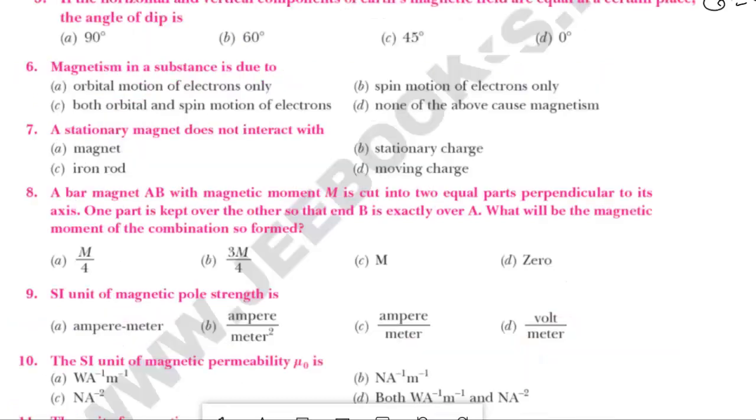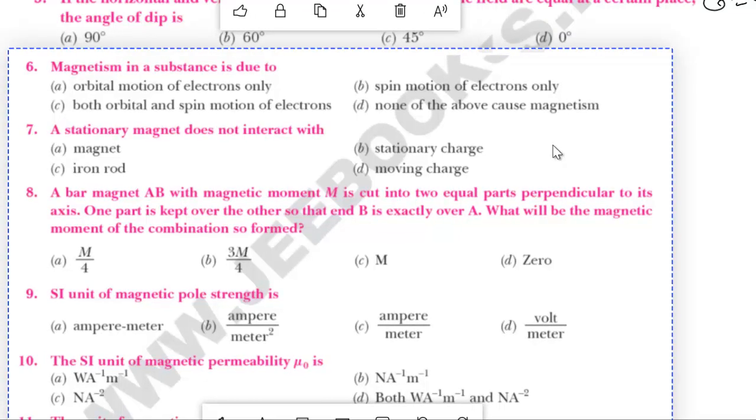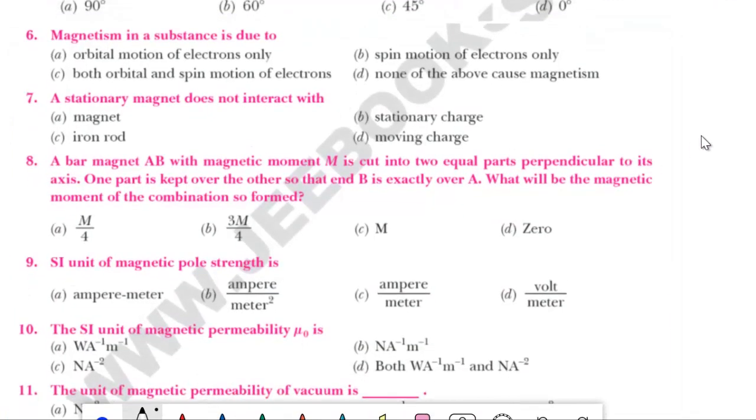Okay. So next one is magnetism in a substance is due to. What is the reason behind magnetism? Orbital motion of electrons only, spin motion of electrons only, both orbital and spin motion of electrons, none of the above. And I would say the first question is also somewhat the same as this one. So here the answer is, it is due to both orbital and spin motion of electrons.